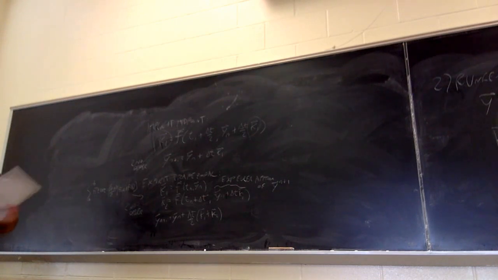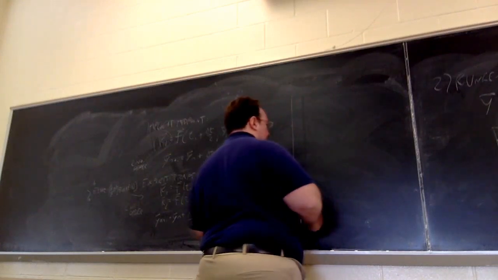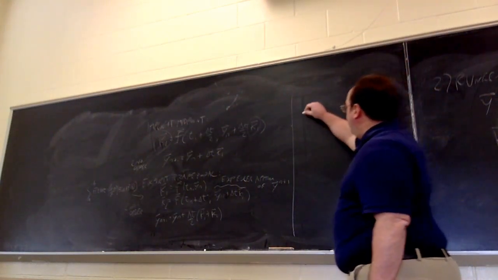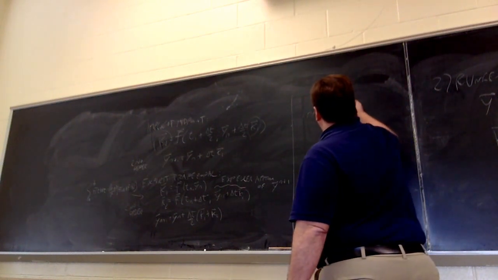Actually, I think it's not in the notes, but, well, it kind of is, but in a different form. I want to try to describe implicit Euler as a Runge-Kutta method.